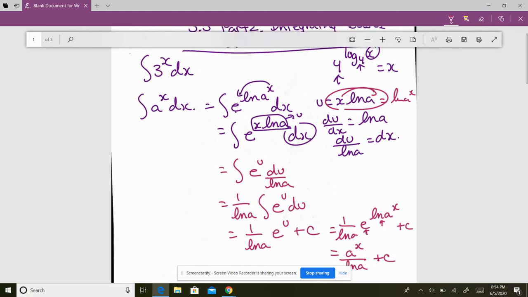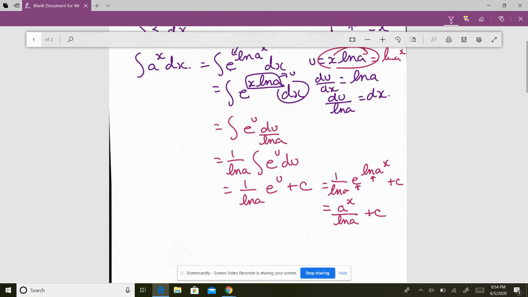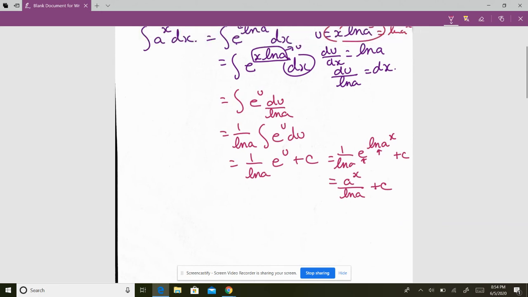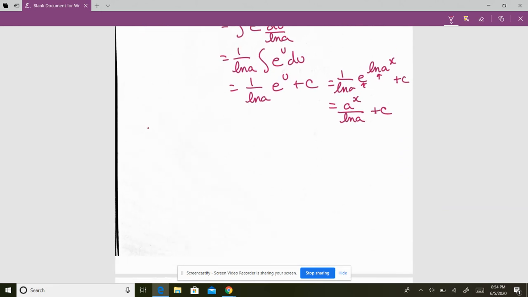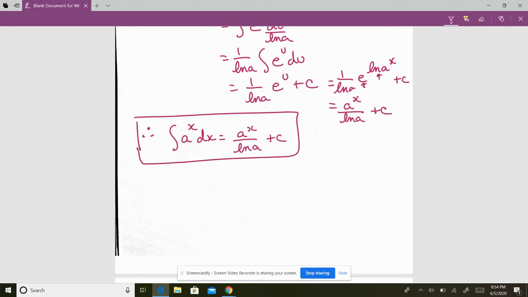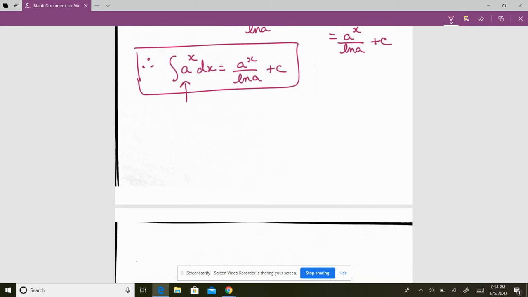Now that's a lot of work, you don't want to do that every time, so it is useful to remember this formula. So I'm going to summarize it down here. So what we can say is the integral of a to the x dx is equal to a to the x over the natural log of the base a plus c. So your whole goal during these questions is to get the formula to look like that, because then you know what the antiderivative will be.